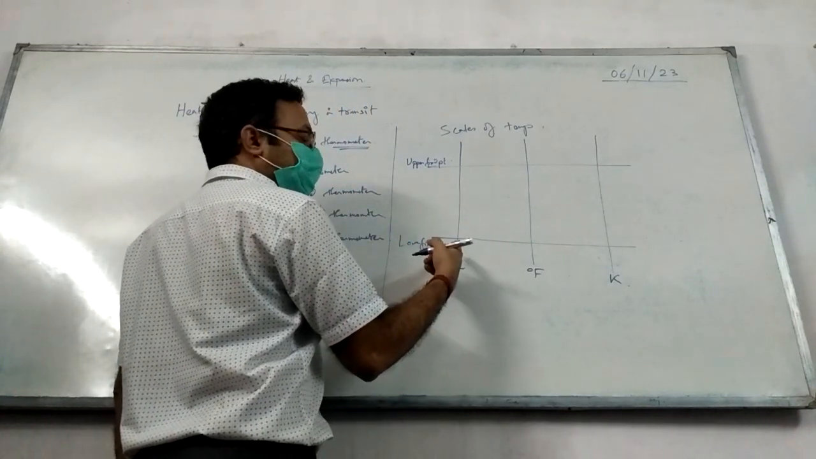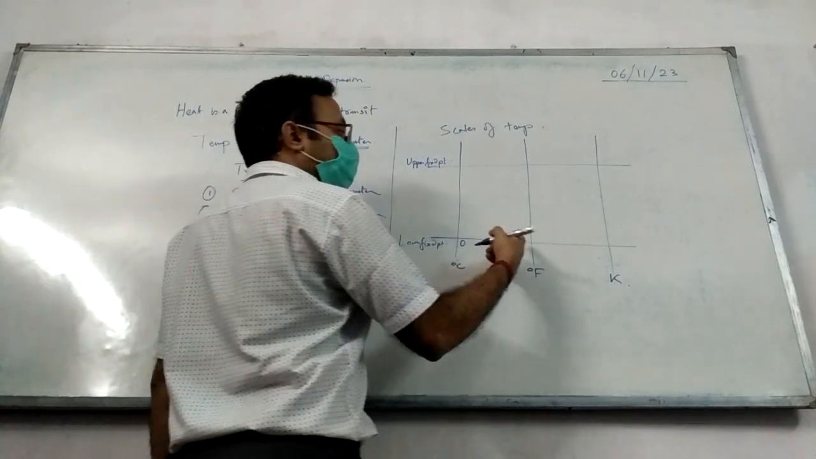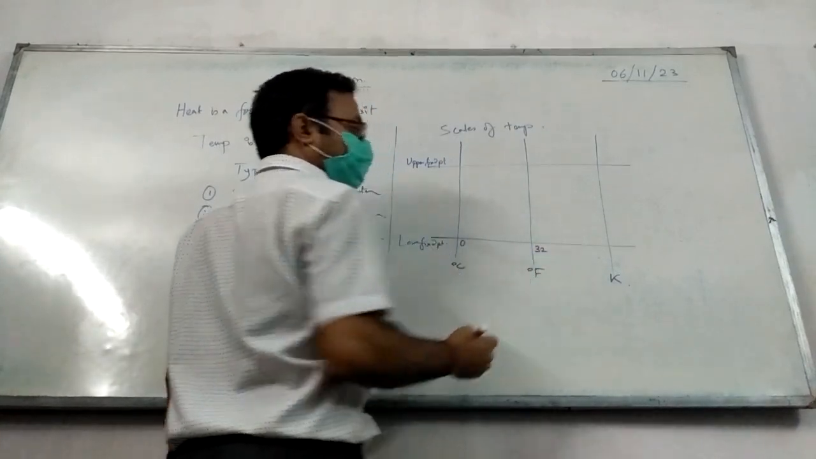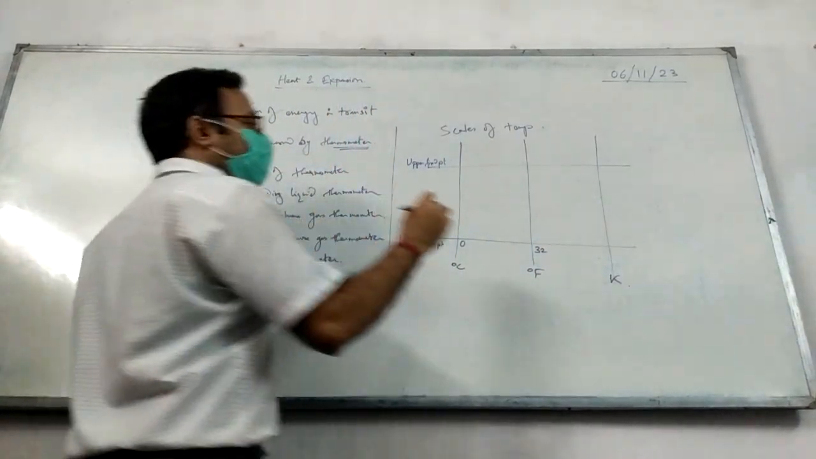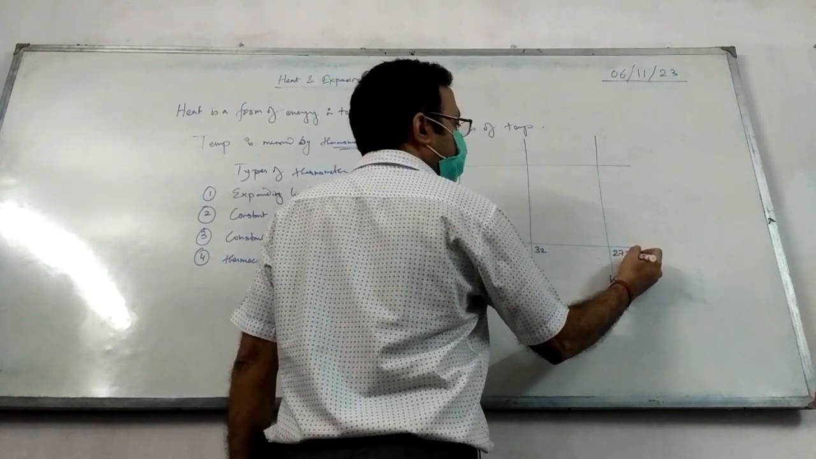For degree Celsius, the value is 0. But for Fahrenheit, the value is 32. And for Kelvin, the value is 273. Right.